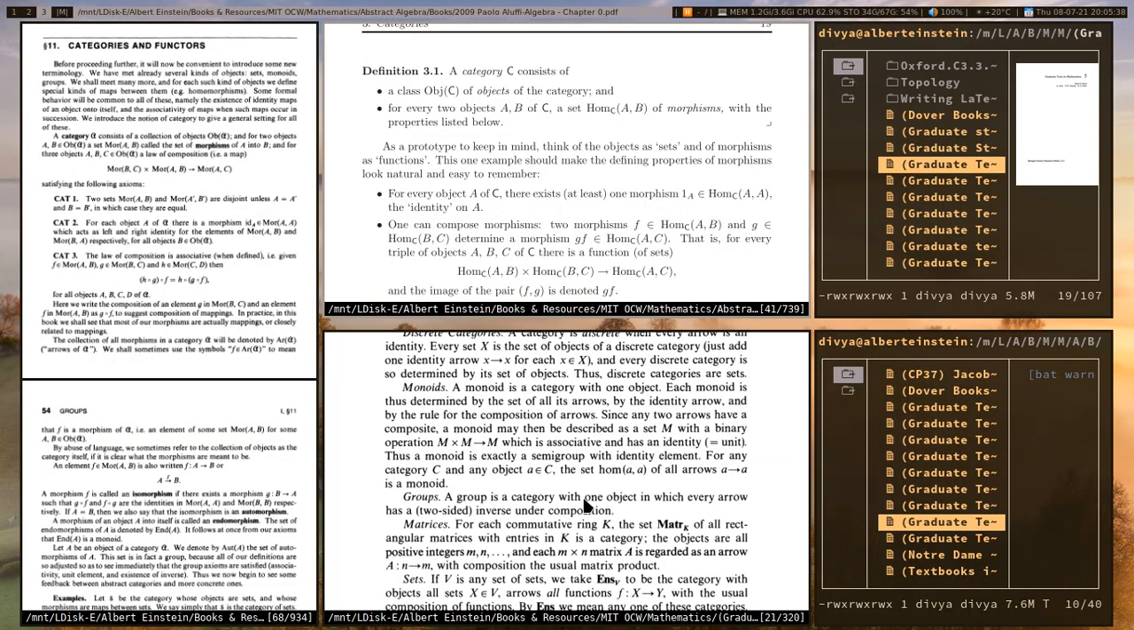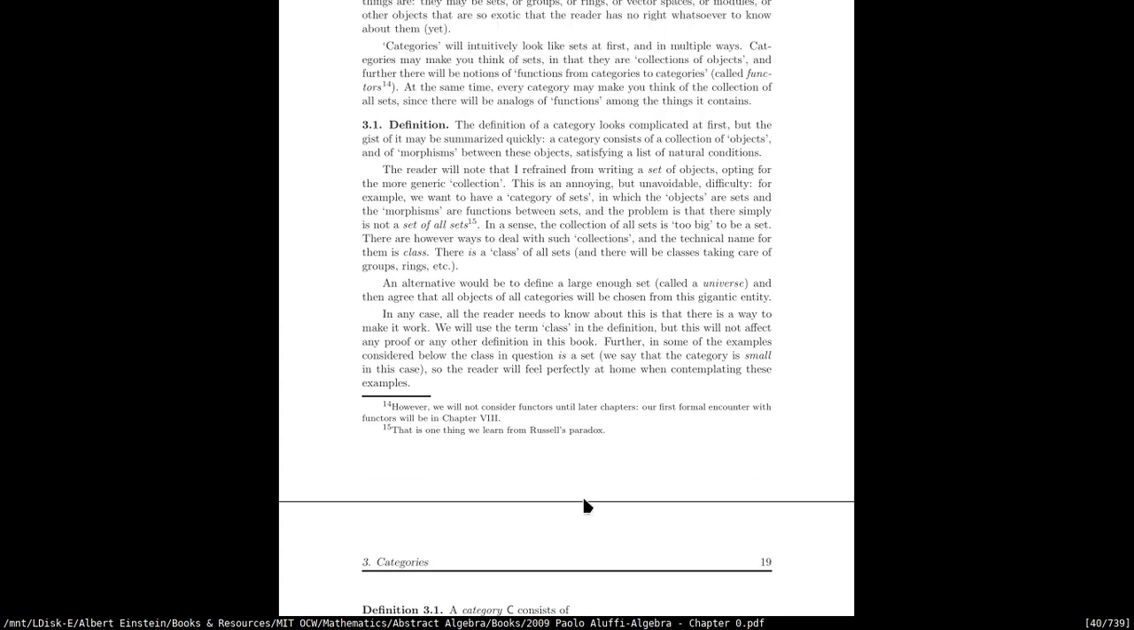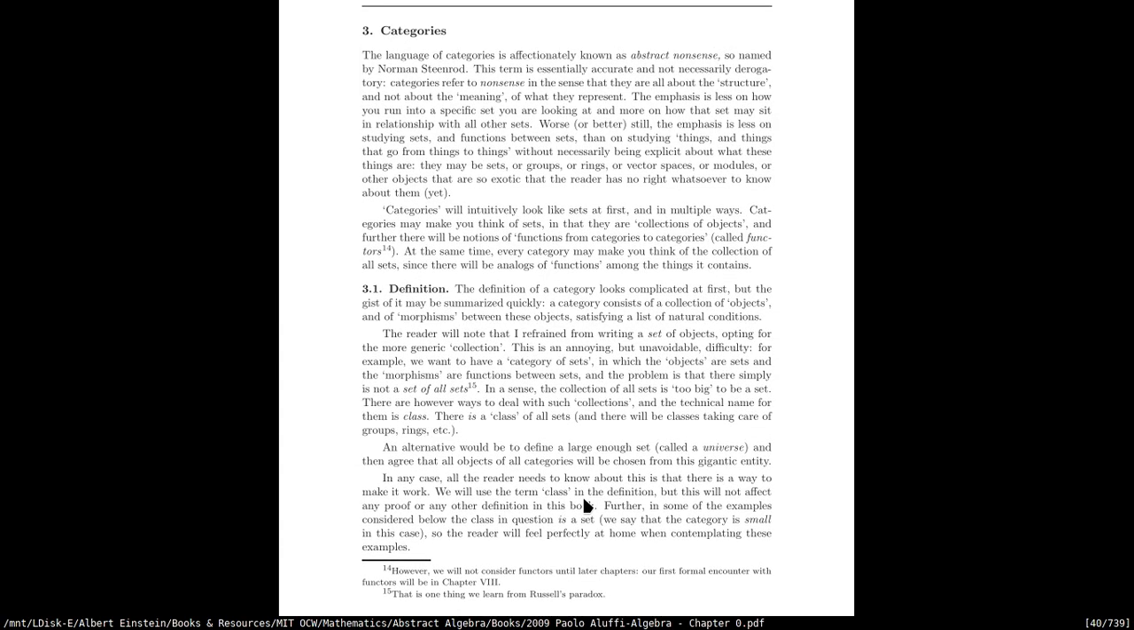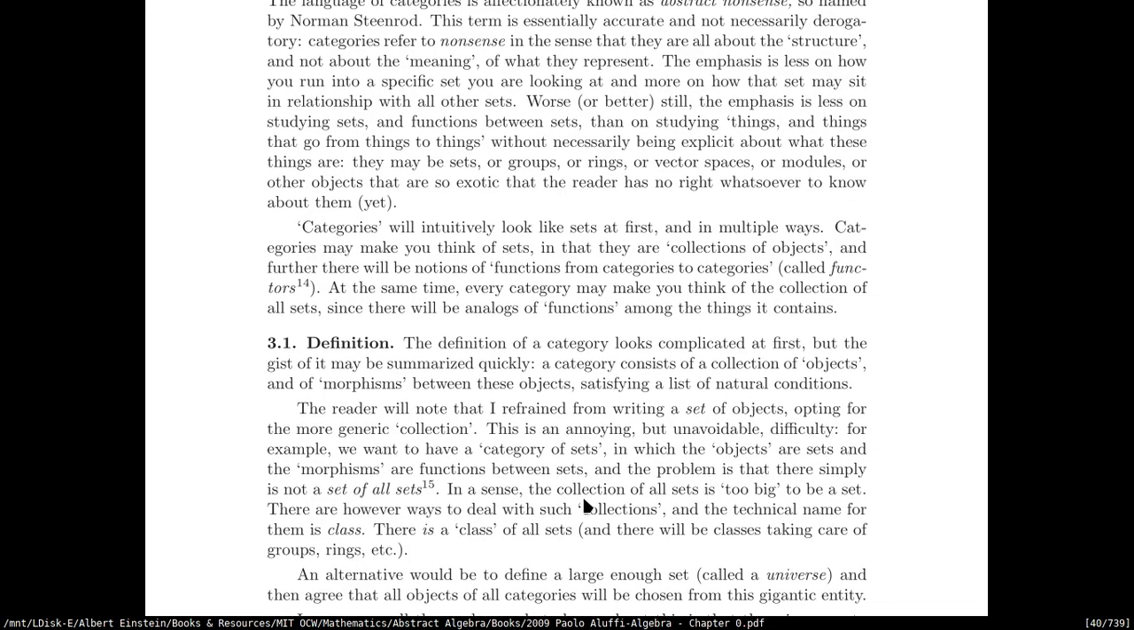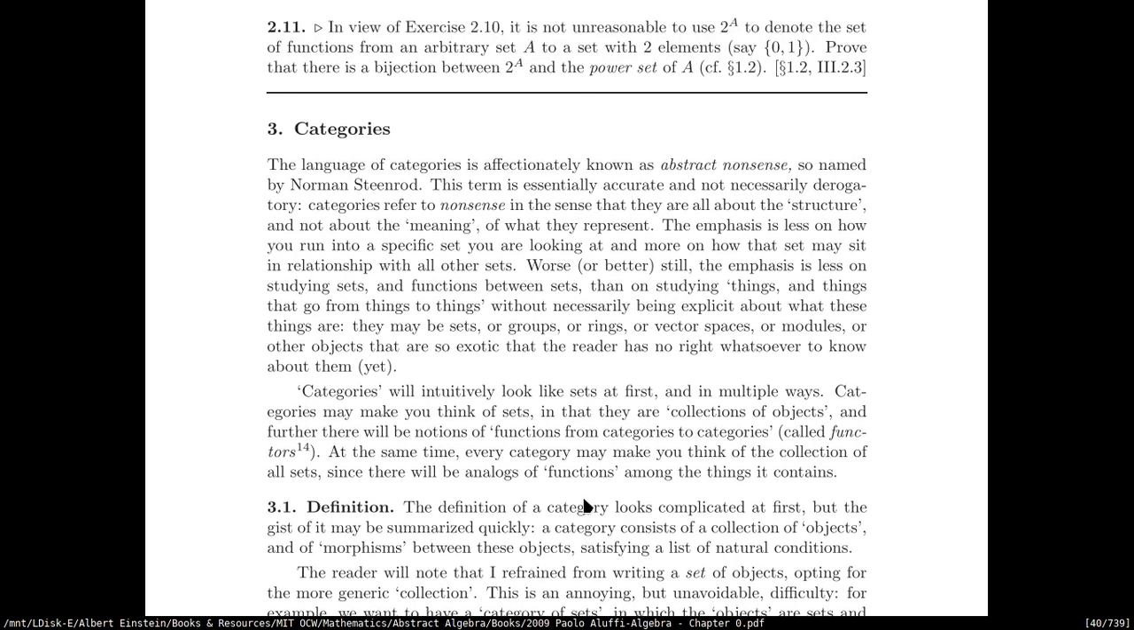Cool. So today we're going to talk about categories. Essentially, we're going to a higher level of abstraction, starting from a different kind of foundation than that of set theory. In set theory, we had elements and sets containing elements.